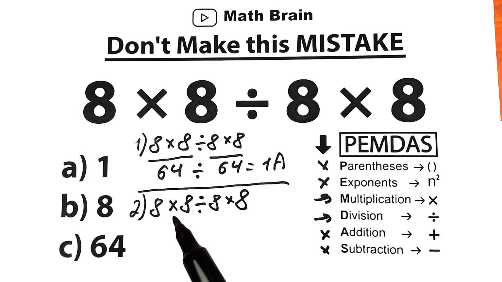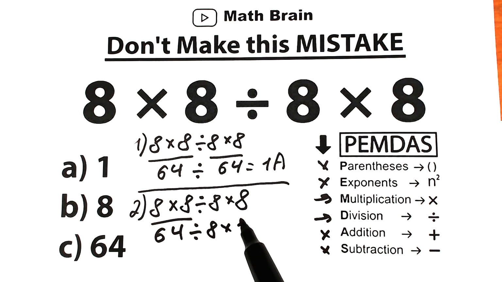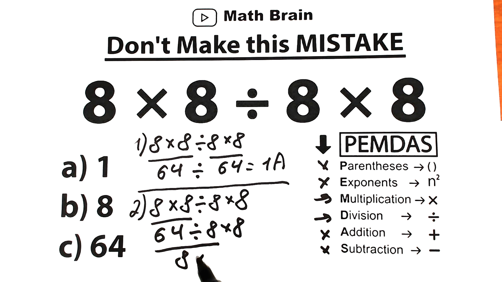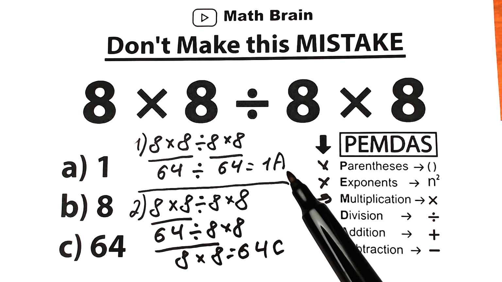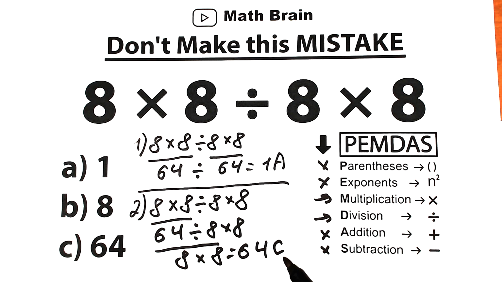What is the first sign from left to right? It is multiplication, right? 8 times 8, which is equal to 64. 64 divided by 8 times 8. So next step is division, because division is the first sign from left to right. We should solve our challenge in a strict order from left to right. 64 divided by 8, which is equal to 8. And our last step is multiplication, 8 times 8, which is equal to 64. This is option C. But what is the correct answer now? Option A or option C? Because a lot of students say that option A is a correct answer. Another part of students say that option C is a correct answer.